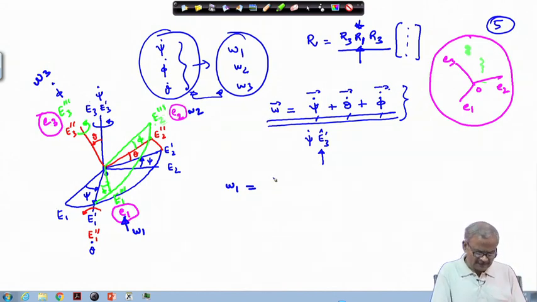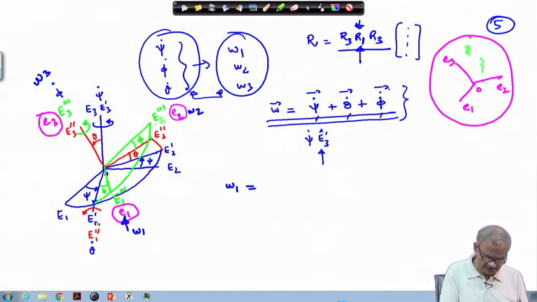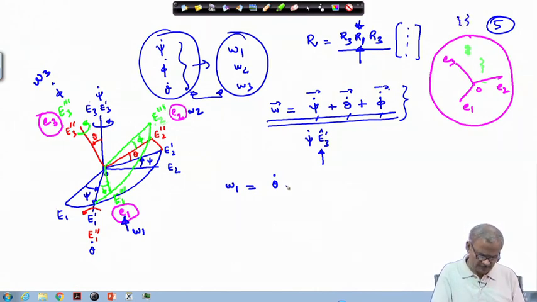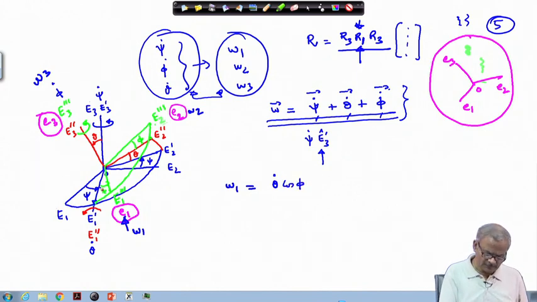So, let us write this. First, we will take the component of theta dot along this direction, shown by this blue line E1 prime. So, here we write it. This is theta dot cos phi. Okay. We are taking the component of this along this direction.